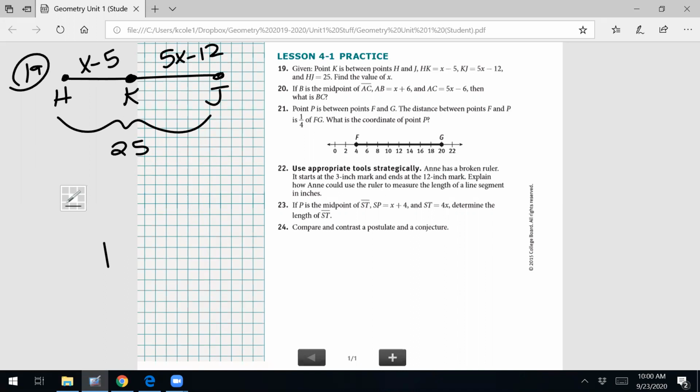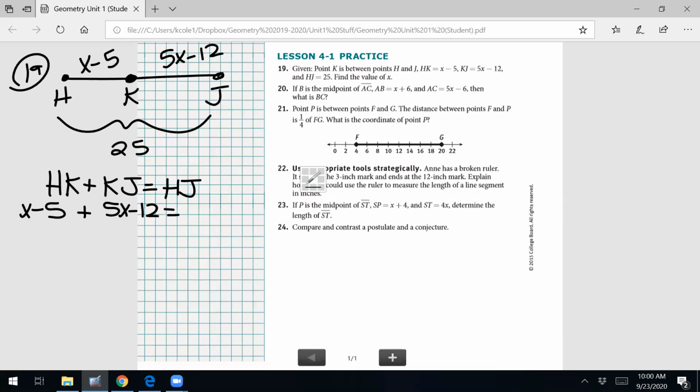All right. So what we're going to do is we are going to do the segment addition postulate. So I take the little pieces, X minus 5, that's little, plus the other little piece, 5X minus 12, and set it equal to the big. Then you solve for X. Okay? Anybody want to see me solve for X? Are y'all okay with that?